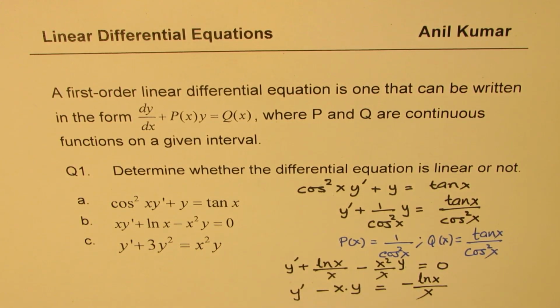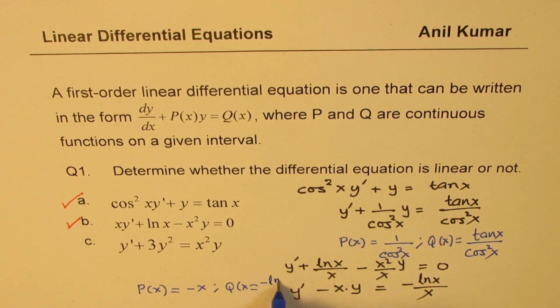So this equation again is a linear differential equation, right? So this one is a linear differential equation. This is also a linear equation, right? Here, what is the value of p of x and q of x? Let's write it down, right? So as I said, it's a very important part of our solution. So in this particular case, we get p of x equal to minus x and q of x equal to minus ln x over x. Correct? So it is a first order linear differential equation.